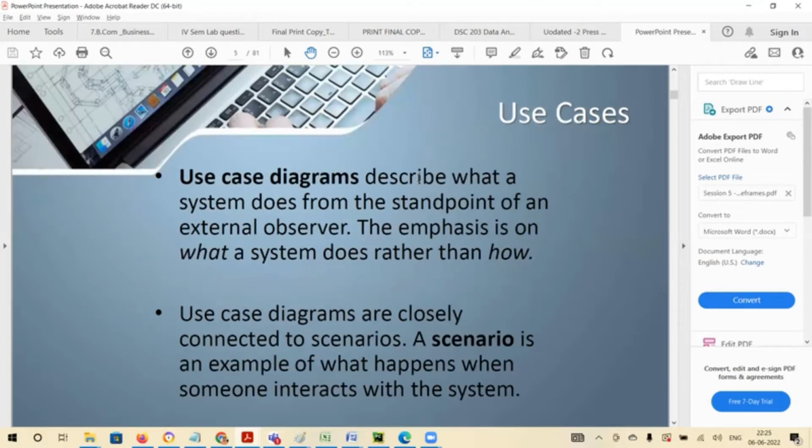Then comes the use case diagram. In the use case diagram, we describe what a system will do. Use case diagrams are closely connected to scenarios. Each scenario will become a use case diagram.